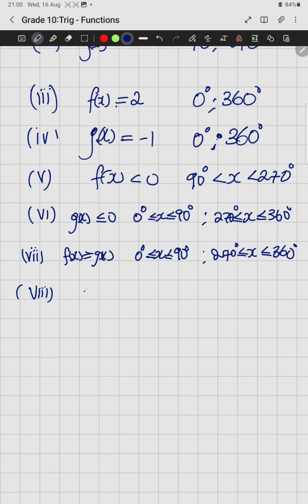So that means when g of x is greater than f of x, we're saying the values of x must be x is greater than 90 degrees and less than 270 degrees.